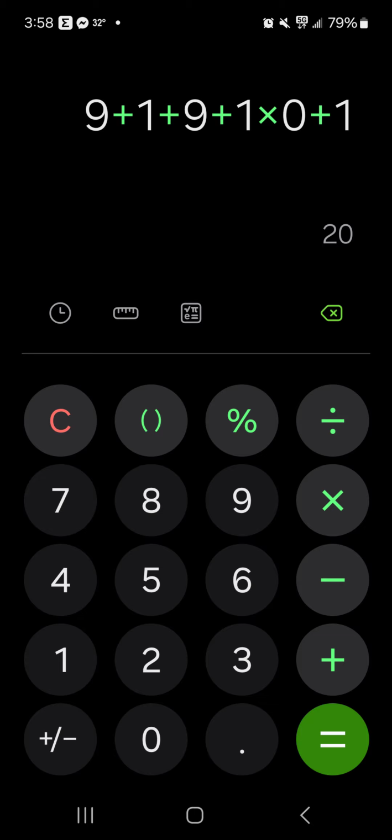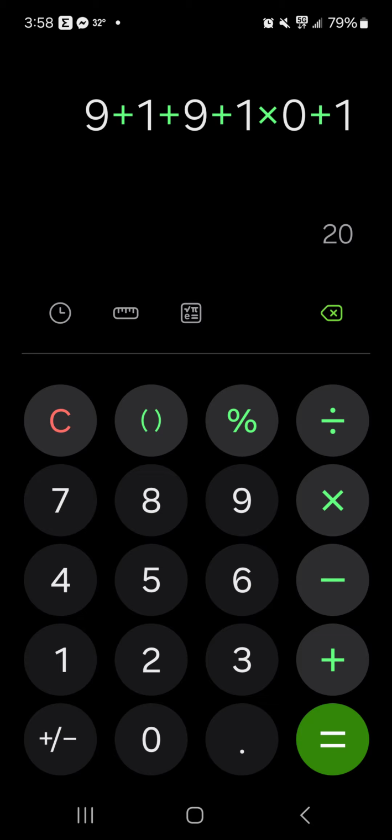And what I will see a lot of people do is they'll say, well, you just solve left to right if there's no parentheses. This is a scientific calculator. It's an Android phone calculator. This is programmed for the order of operations. Be careful what type of calculator you use.